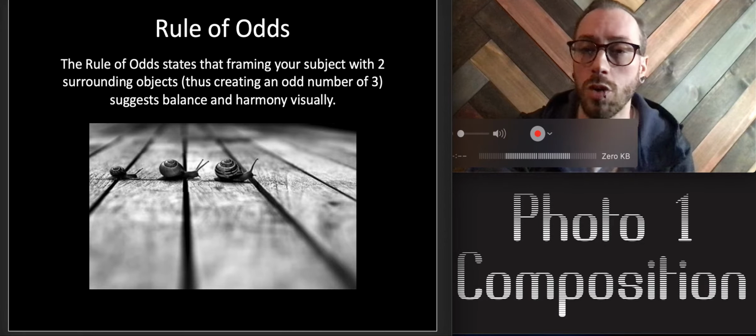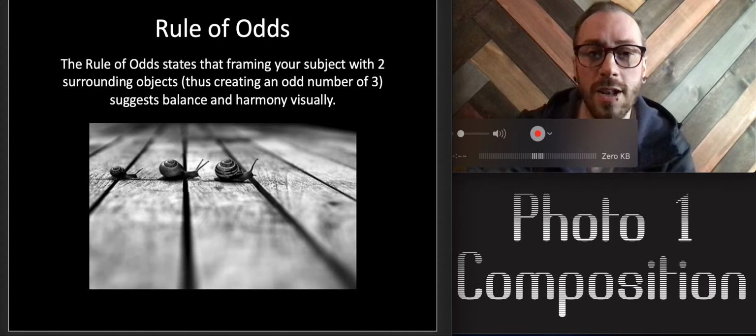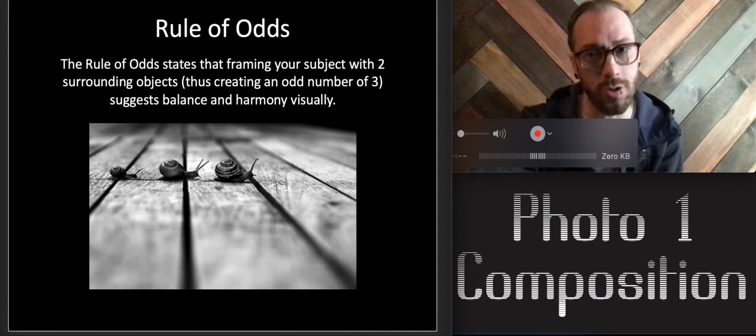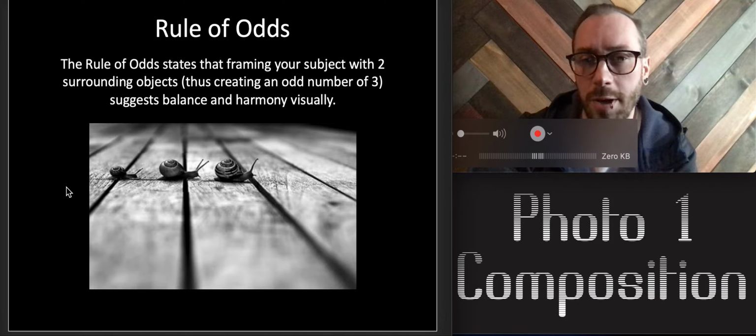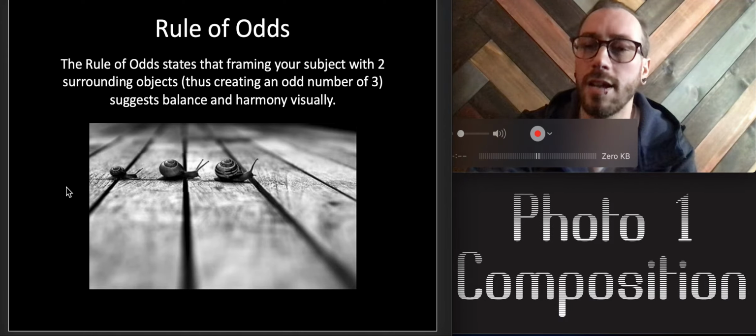Now we're going to go to rule of odds, which has to do with getting a well-composed photo as well. You can probably guess what this is. Rule of odds states that framing your subject with two surrounding objects or more creates an odd number. And again, in this case, the odd number is 3. This usually suggests balance and harmony.